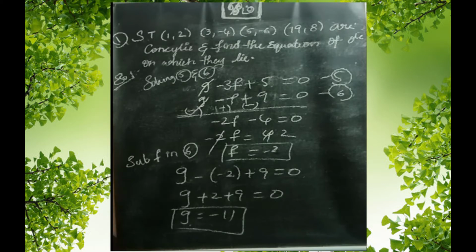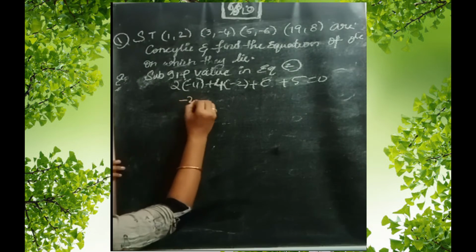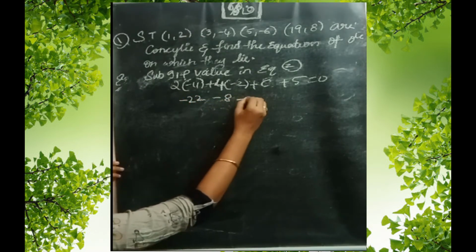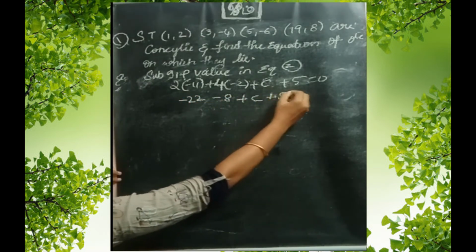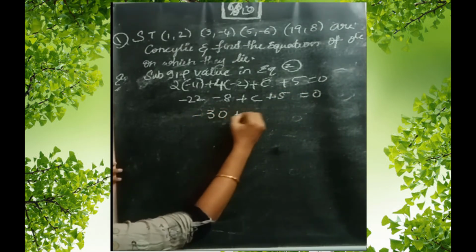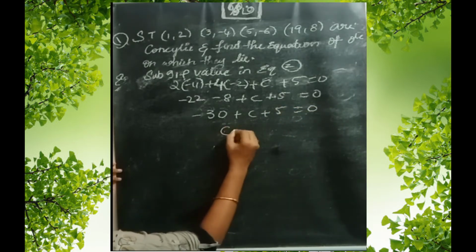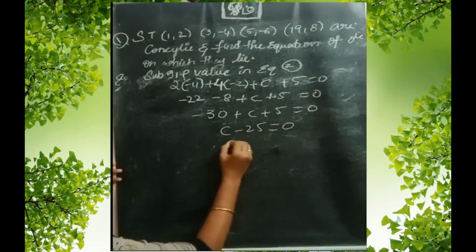Now substitute f, g in any of the three equations, either in 2, 3 or 4, and you will get the c value. Okay, now I have substituted g, f in equation 2. Now minus 22 minus 8 plus c plus 5 equals 0. Now we get minus 30 plus c plus 5 equals 0. That means c minus 25 equals 0.